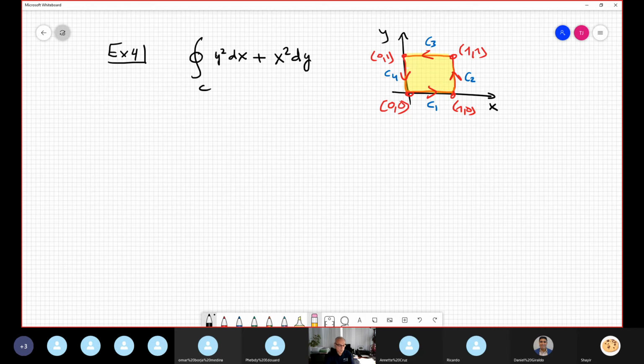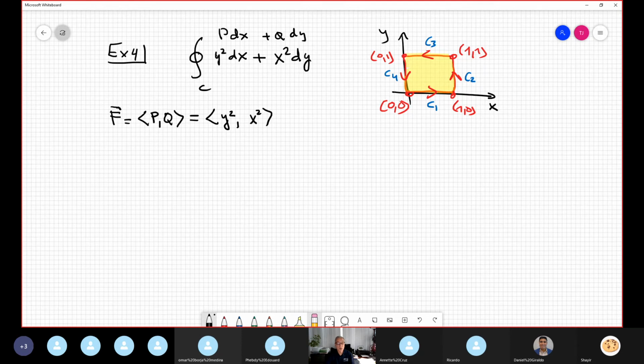Okay, so first of all, I need to identify my vector field. My vector field is, remember, P, Q. Remember, Green's theorem is only for 2 dimensions. When you have 3 dimensions, P, Q, R is another theorem, not Green's. So now I compare with the idea I have in my brain: this is P dx and this is Q dy. So it is obvious that in our specific problem, P is y squared and Q is x squared.